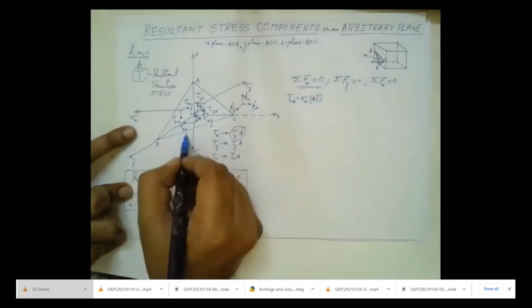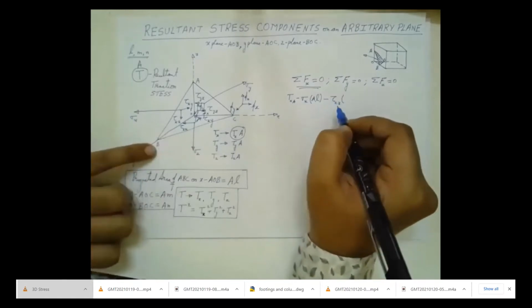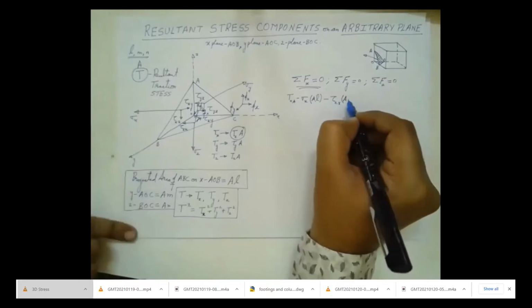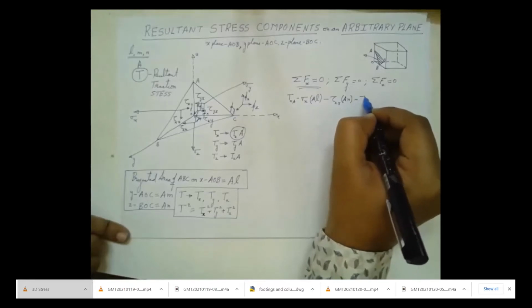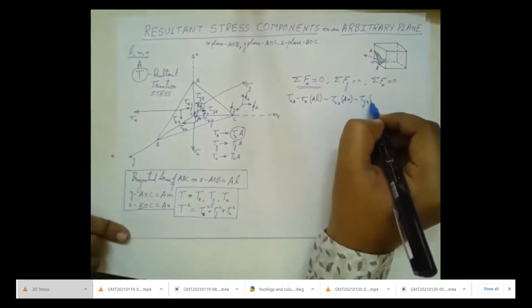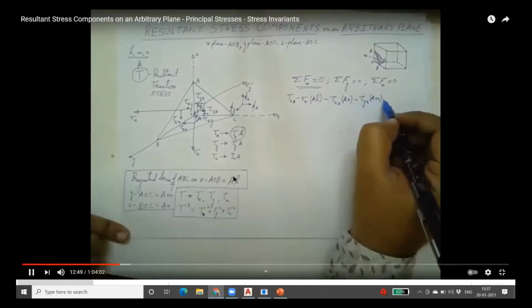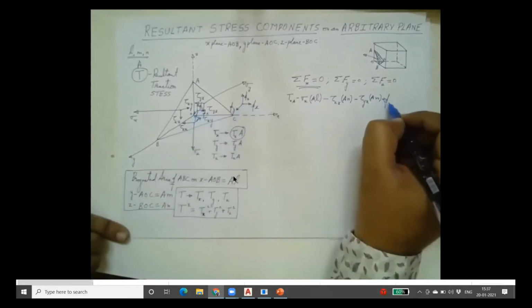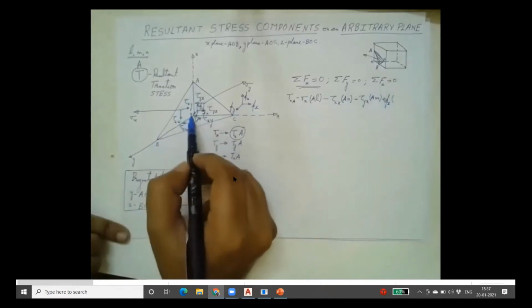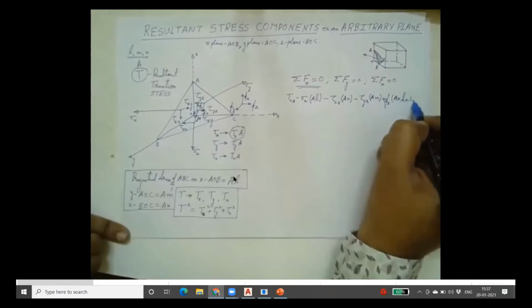Next, another x force: minus tau zx into A into M. Next, minus tau yx into area into M. Then the last one is the body force Fx, which I have written here separately. So plus Fx into the volume of this tetrahedron AOBC. The volume will be the area of the base, any base you consider, into its height into 1 by 3. This is equal to 0.